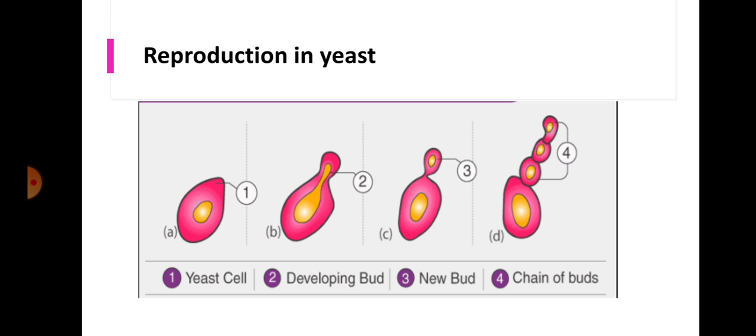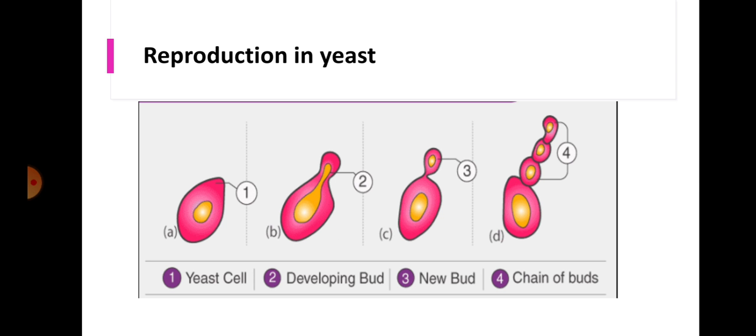First, today's topic, budding. The best example is yeast, a single-celled organism. A small activity: take page number 135 in your science book. This activity is the observation of budding in yeast.